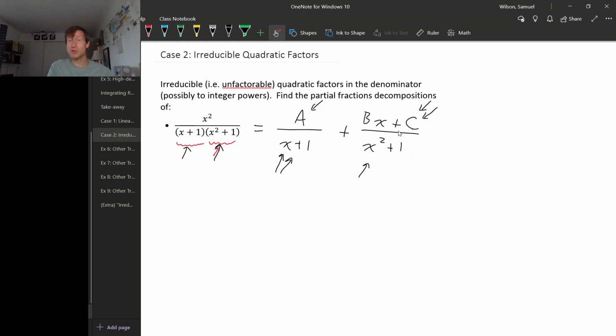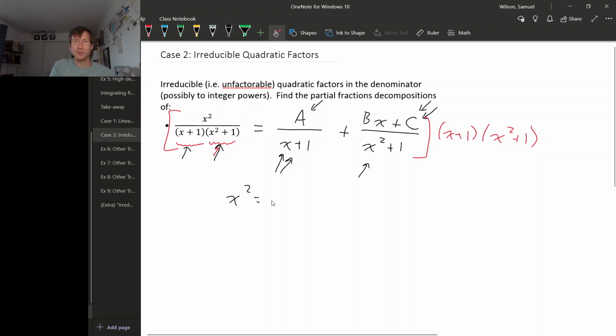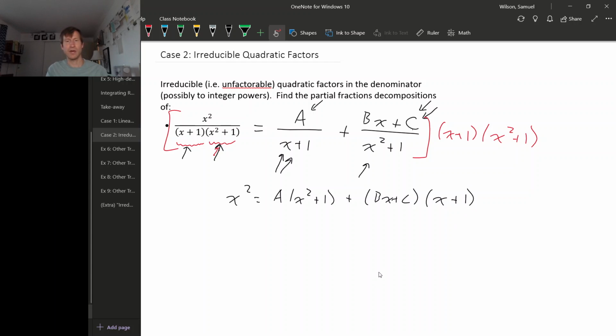Okay, so now that we have this partial fractions decomposition written down, we can use our same tricks to find the constants. Clear denominators, so multiply both sides of this equation by x plus 1 times x squared plus 1. We get x squared equals a times x squared plus 1 plus bx plus c times x plus 1.